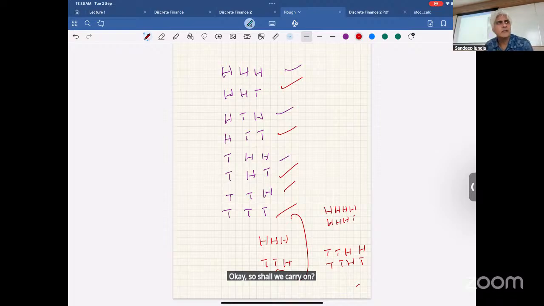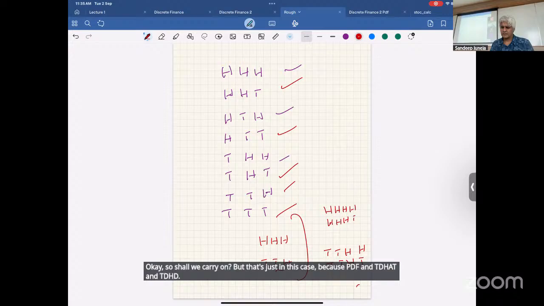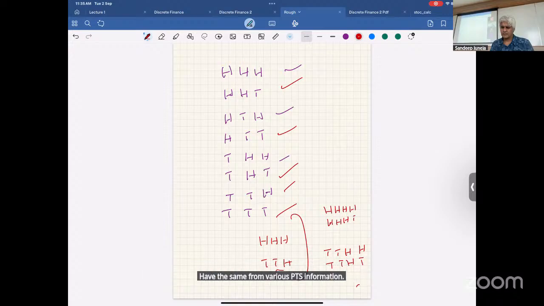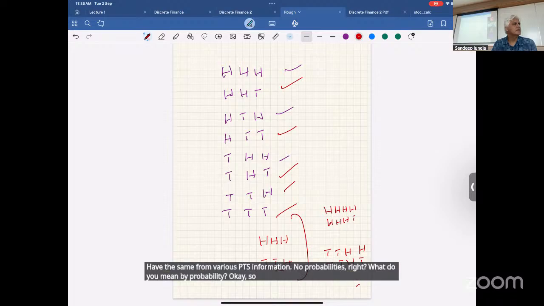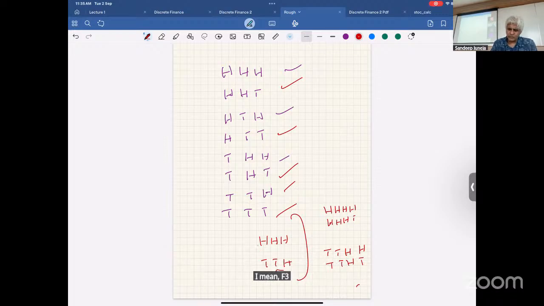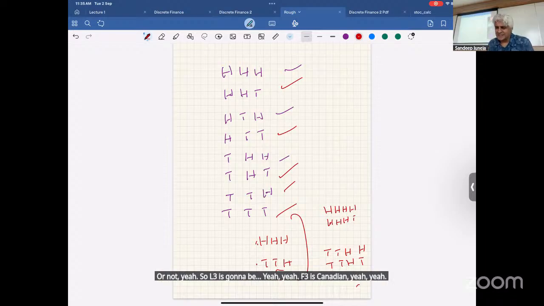But that's just in this case, because TTHH and TTHT have the same probability as TTH. What do you mean, probability? F3 has sets formed by combining all these atoms, and F4 has all the length-four sequences as well. Yes, exactly. F3 is contained in F4.